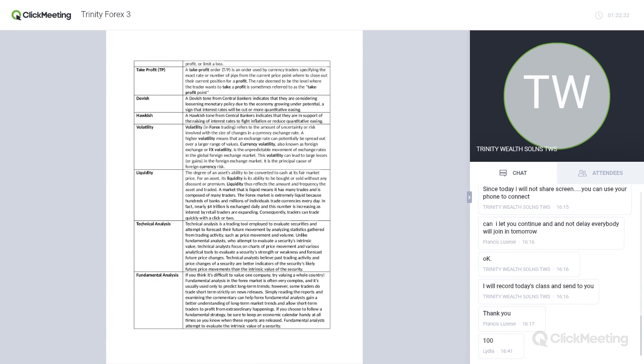If it goes against you, if it hits the stop loss and closes your trade, that is the loss you already predetermined you're willing to take. All right, so you can just let the system run automatically without any interference.